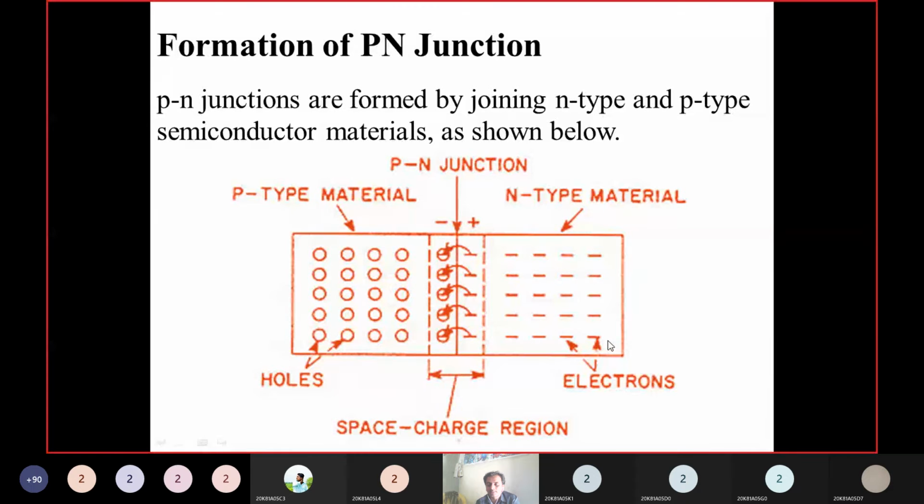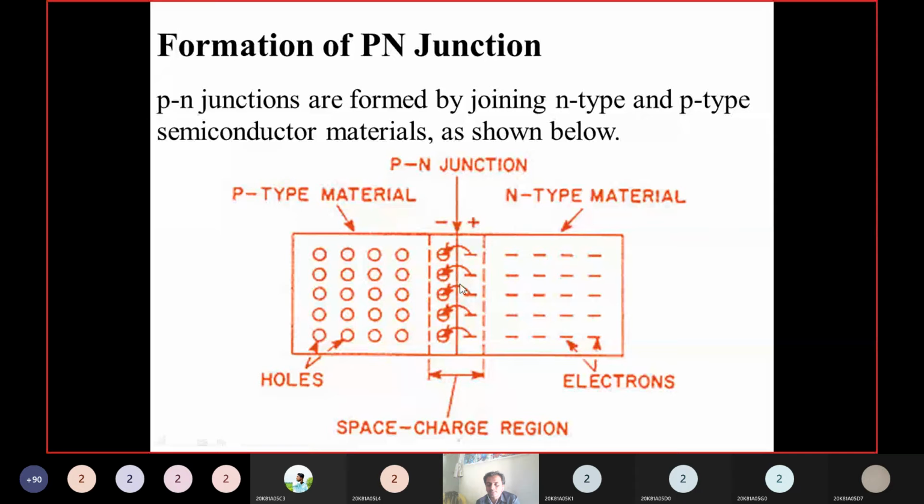Here, some positive charge is developed. Positive ion core will be developed. Similarly, if a hole is recombined with an electron, what happened here? Negative ion core will be developed in the P region.